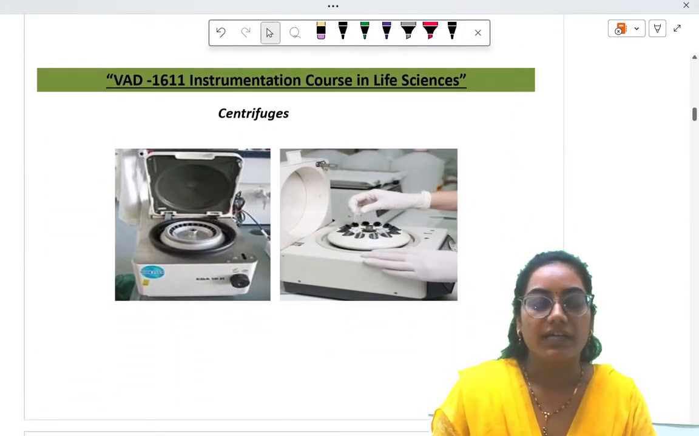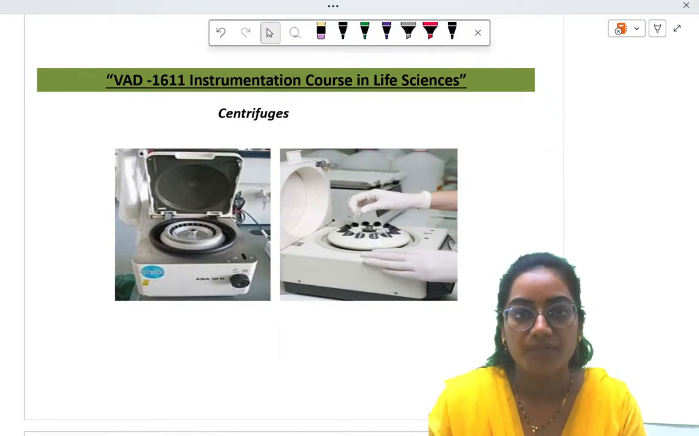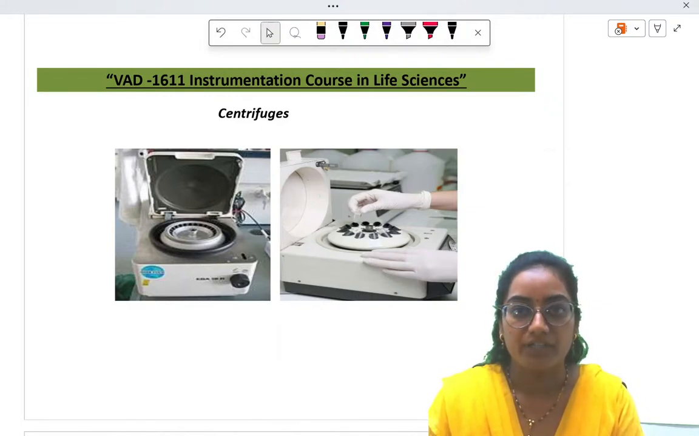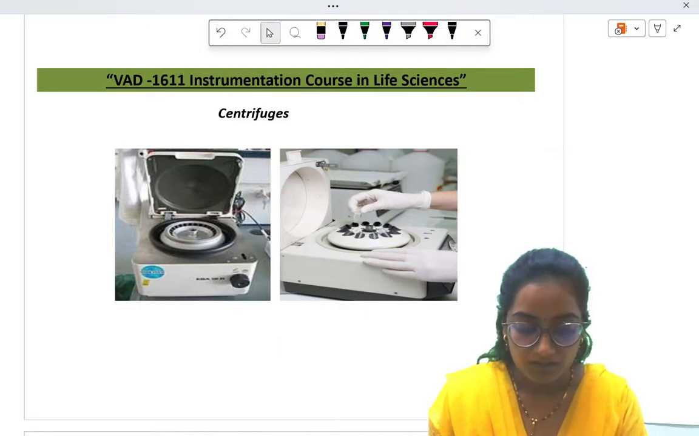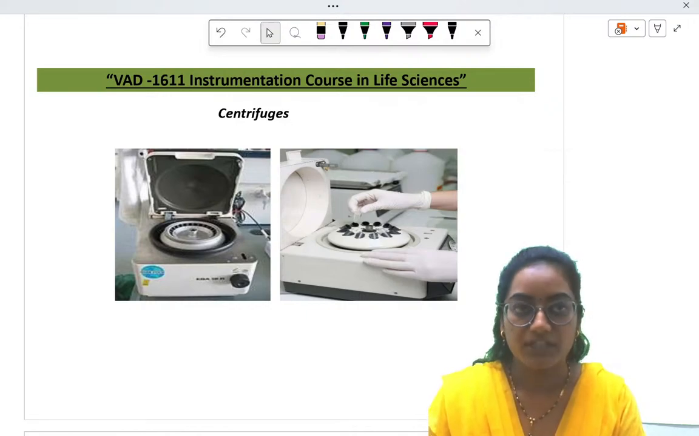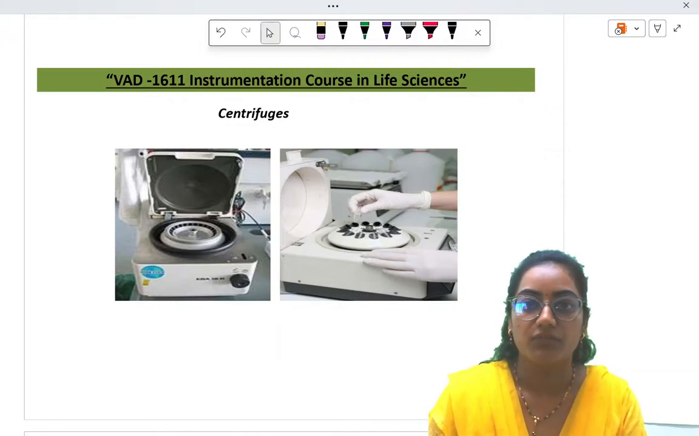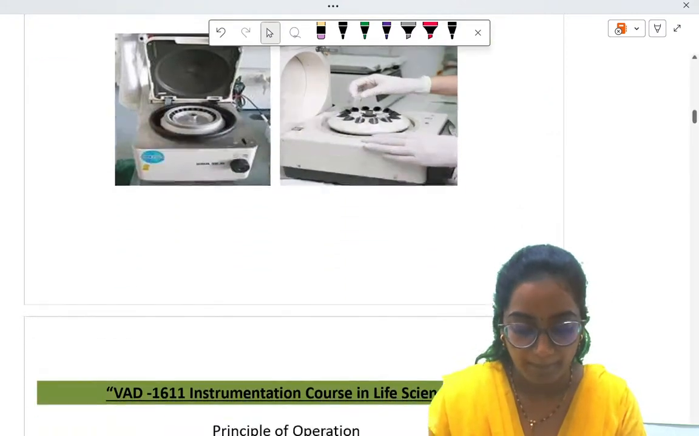This is the diagram of the basic centrifuge we use for laboratory work. The instrument contains a rotor and tube holders. For that, we insert tubes that contain the sample we want to separate, or centrifuge.